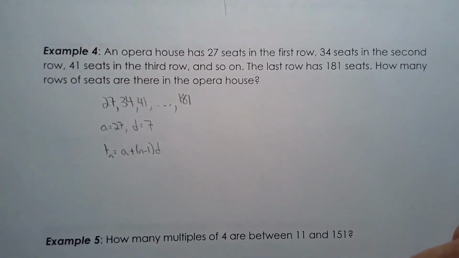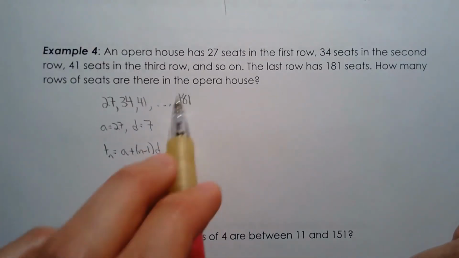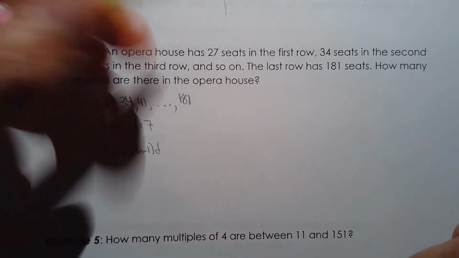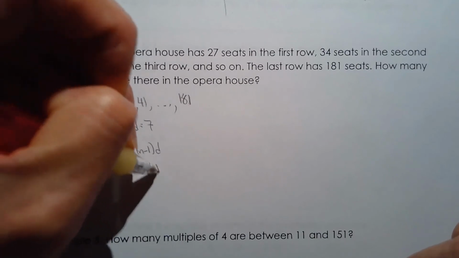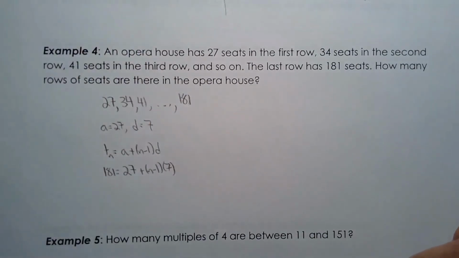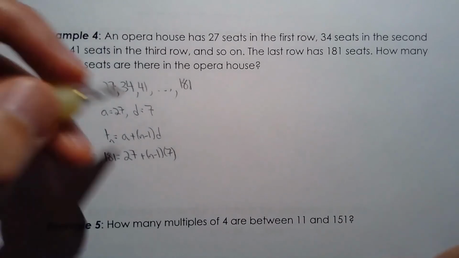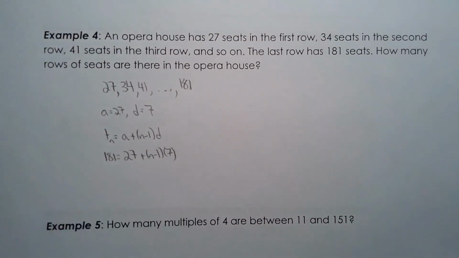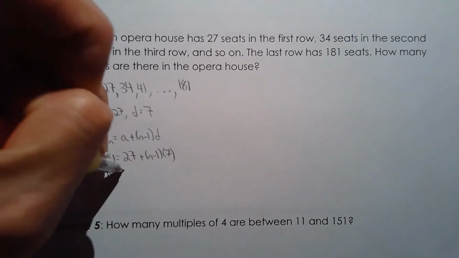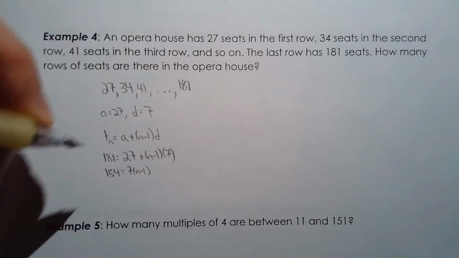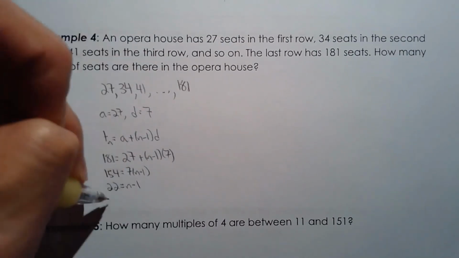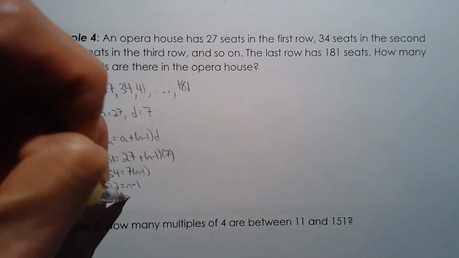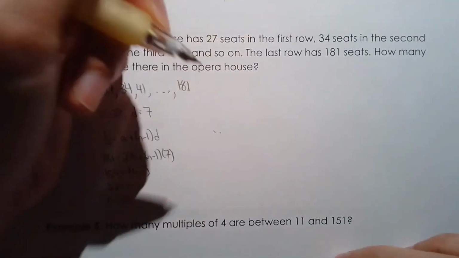So I want to figure out the term number here. So I'm going to sub in 181 as t sub n, 27 is a, (n minus 1) times 7. You know what? That's a linear equation. That sounds very easy. So subtract both sides by 27. So you got 154. Divide both sides by 7. And then add 1 to both sides. So n is 23. Therefore, there are 23 rows.